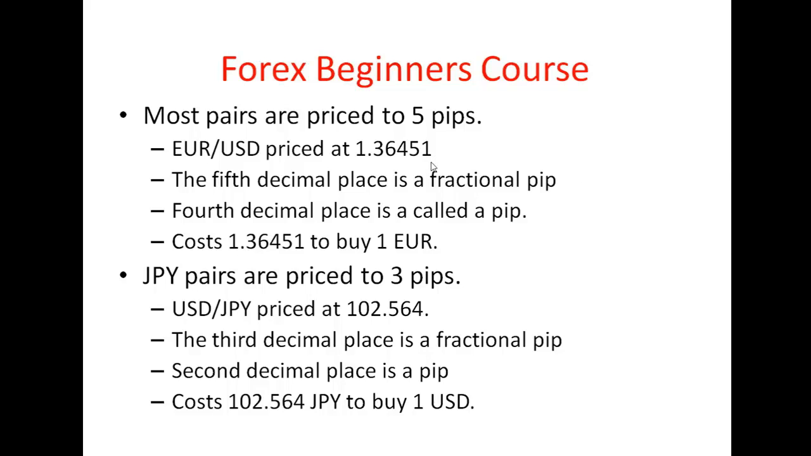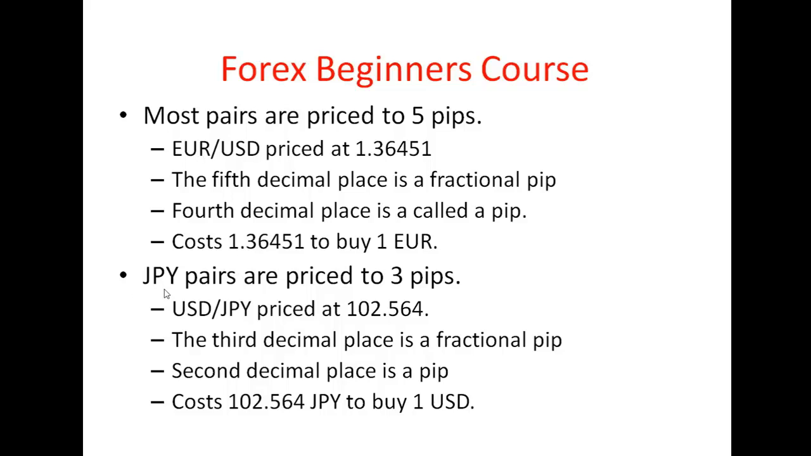So what does that actually mean? For the cost, it means you are paying 1.36451 US dollars for each 1 euro. You can always think of the front currency in a pair as 1. In this case it's euro, and the price of the currency is how much it costs of the second currency to buy the first.